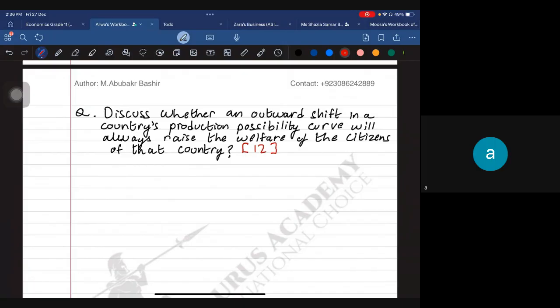Now, there are a few things that you already know about the 12 marker: AO1, AO2 and AO3. AO1 is knowledge and understanding, AO2 is analysis, and AO3 is evaluation.